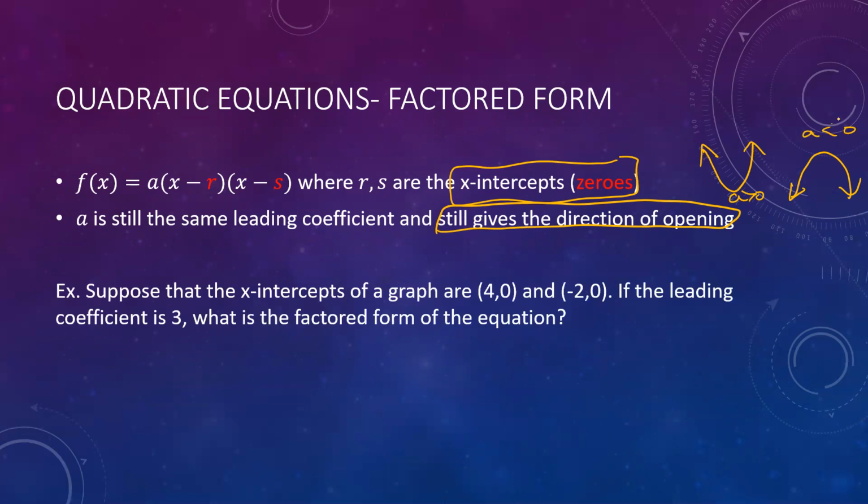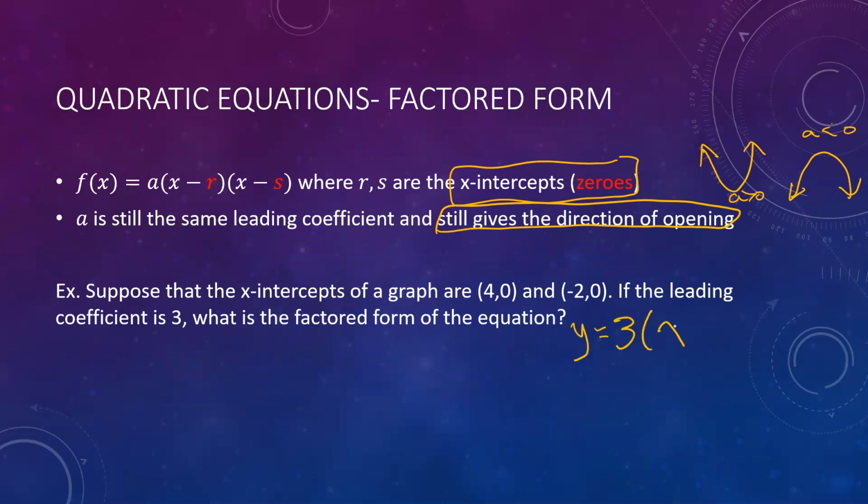So let's say that we have, just a small example, the x-intercepts of a graph are 4, 0, and -2, 0. If the leading coefficient is 3, what is the factored form of the equation? So let's just write this out. Well, we know that our leading coefficient is a, so we simply write 3.